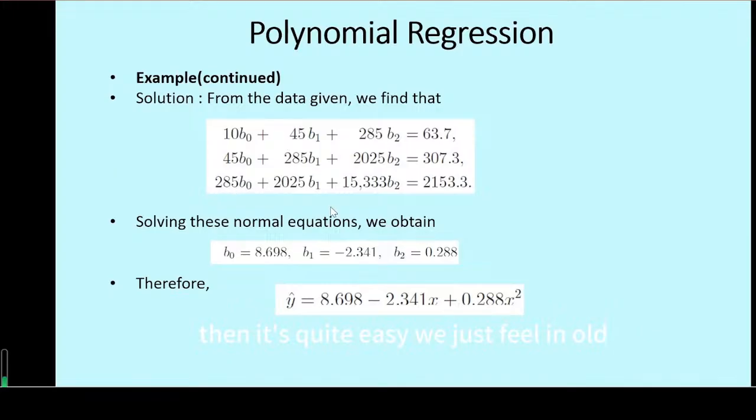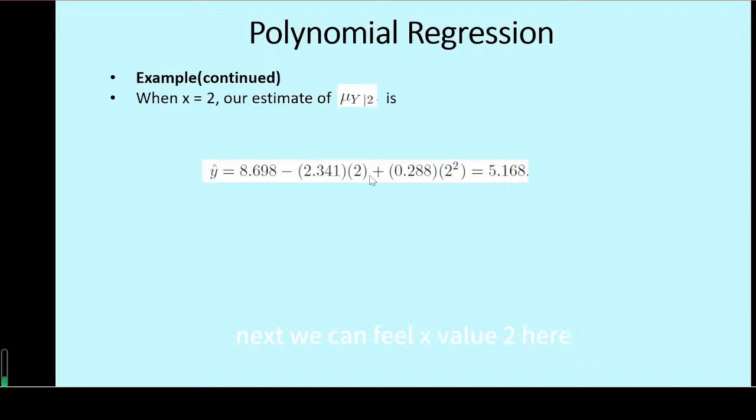It's quite easy. We just fill in all the items in the normal equations. Here there are 3 normal equations because there are 3 parameters. Then we can estimate beta 0, beta 1, and beta 2. Then the mean of y given x is y hat, which equals this equation in x and x squared. Next, we fill in the x value 2 here. So the mean value of y given x equals 2 is 5.168.